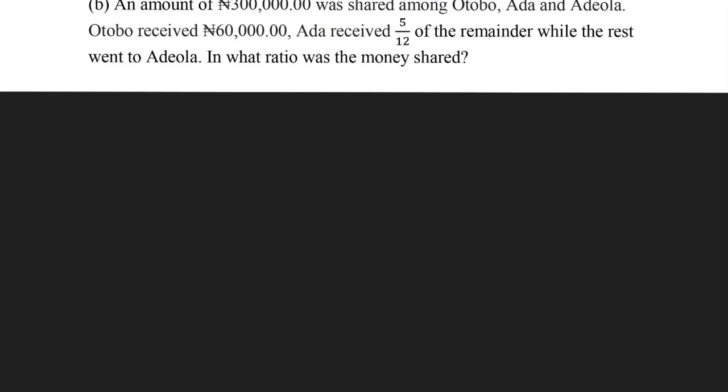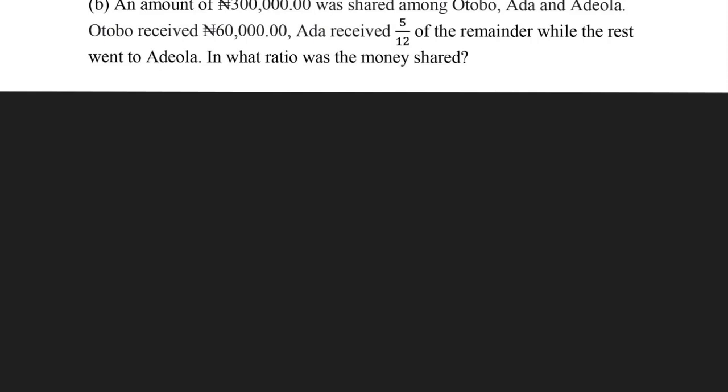Question 12b says that an amount of 300,000 was shared among Otobo, Ada, and Adiola. Sorry if I pronounce it wrong. Otobo received 60,000 naira. Ada received 5 over 12 of the remainder, while the rest went to Adiola. In what ratio was the money shared?